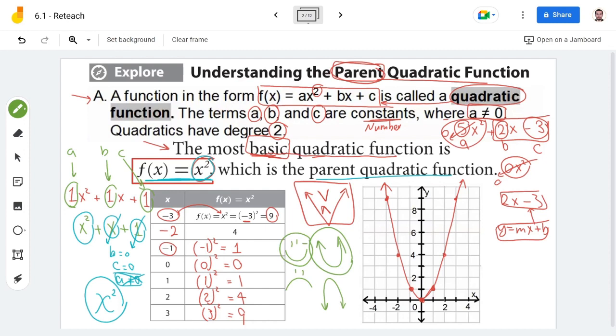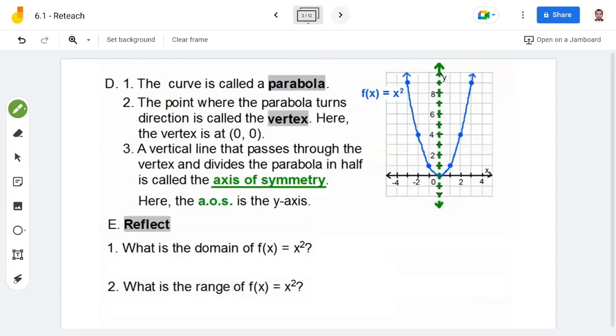If it's a smile, that means positive. So if it's negative, it's downward. Okay, now that's what we need to know about the quadratic, and we can understand the quadratic graphing using this. Now, the curve is called a parabola.